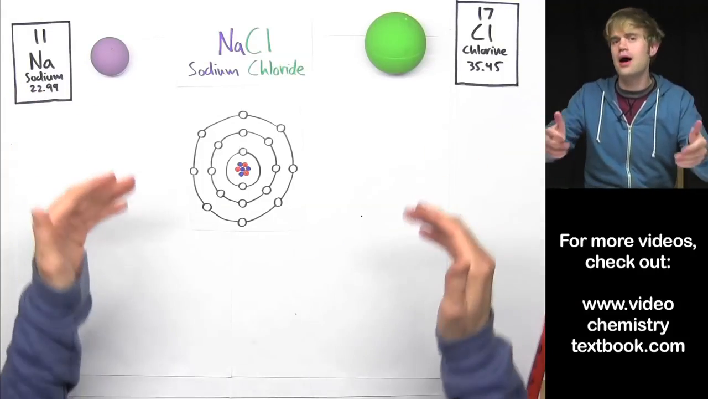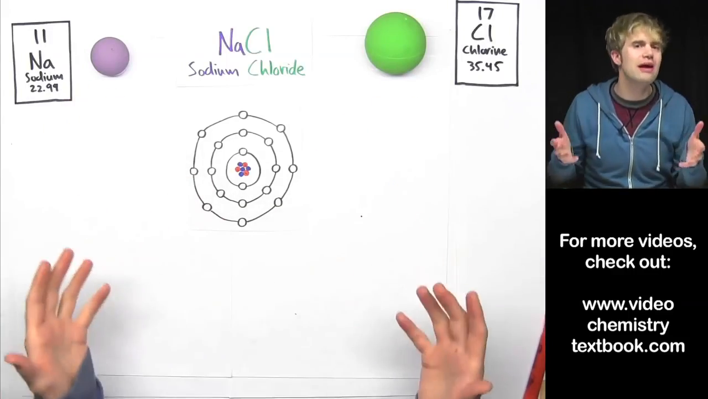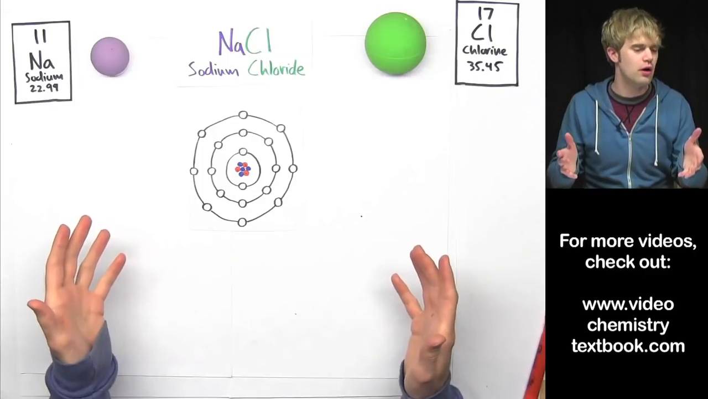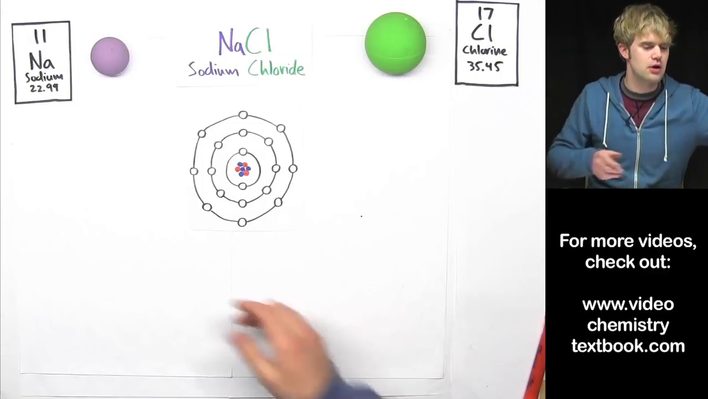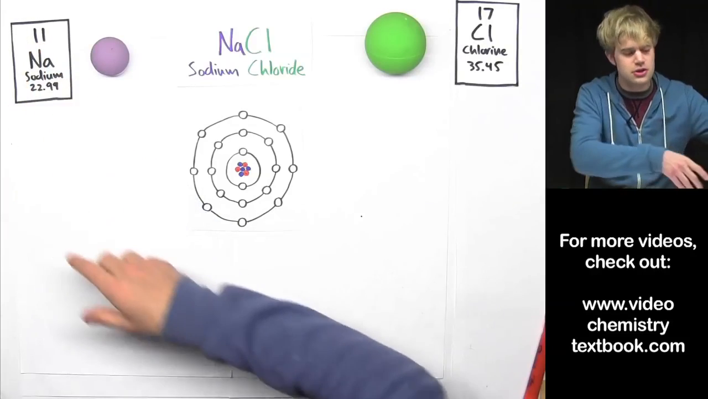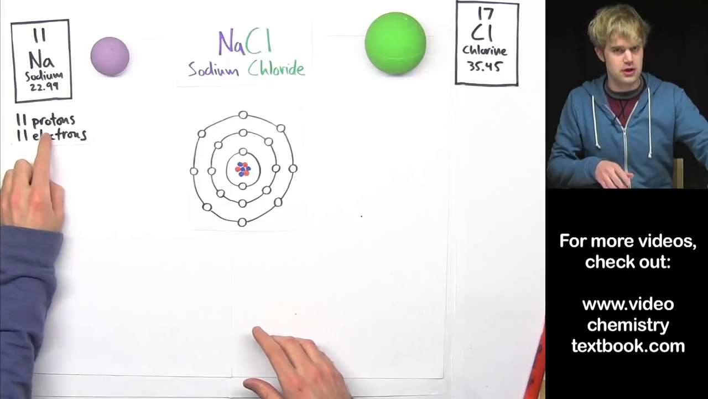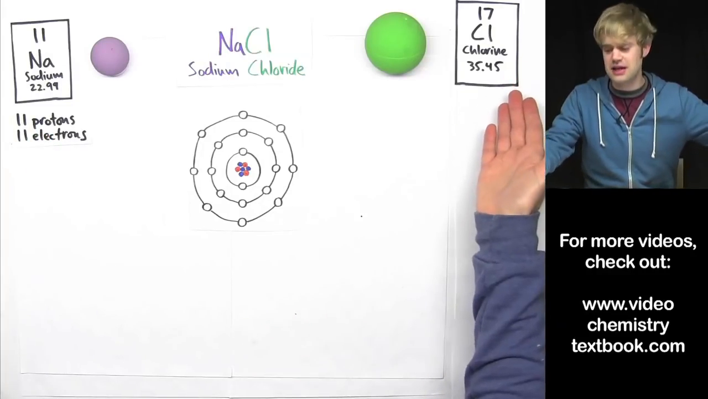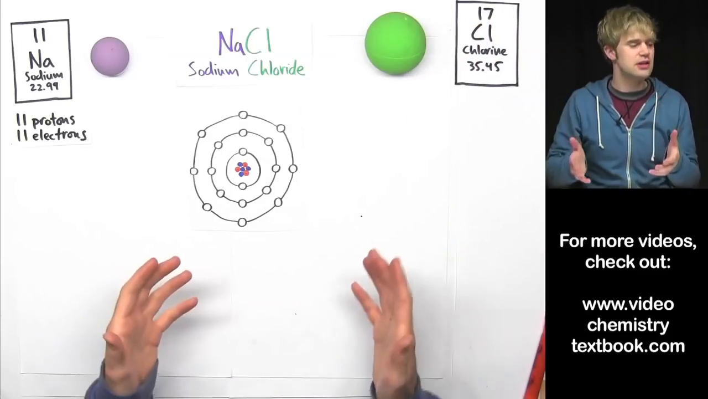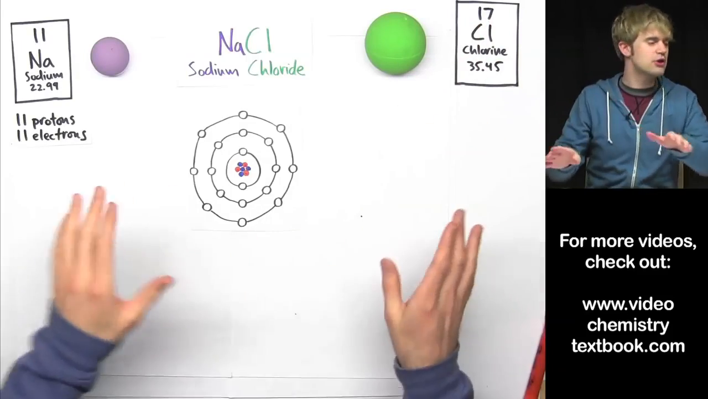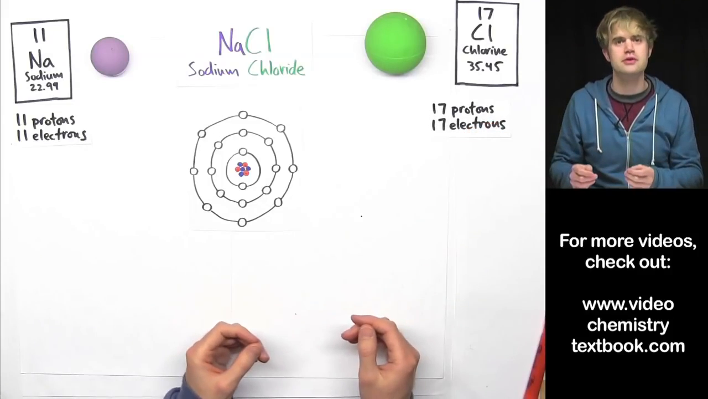Now remember, when ionic bonding starts, these atoms are not yet ions. They don't have a charge. They're neutral. So that means that they have the same number of protons and electrons. So there are 11 protons in a sodium atom. That means there are also 11 electrons in a sodium atom. The same thing is true with chlorine. It has an atomic number of 17. It's starting out without a charge, so it has 17 protons and 17 electrons.